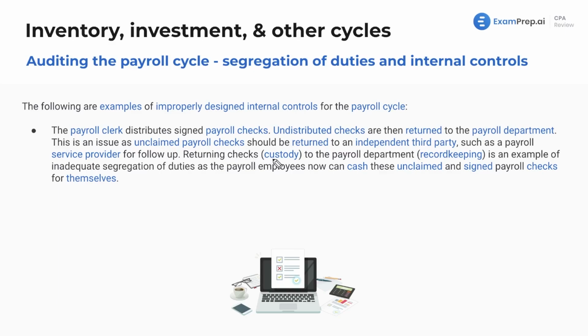Returning checks, which is custody of the checks, to the payroll department, which is record keeping, is an example of inadequate segregation of duties, as the payroll employees can now cash these unclaimed checks and sign payroll checks for themselves. If the payroll department gets these checks back, they can fudge the numbers and cash them and say, oh yeah, these are our checks. They belong in our pockets. Definitely a concern there. This is an improperly designed internal control.